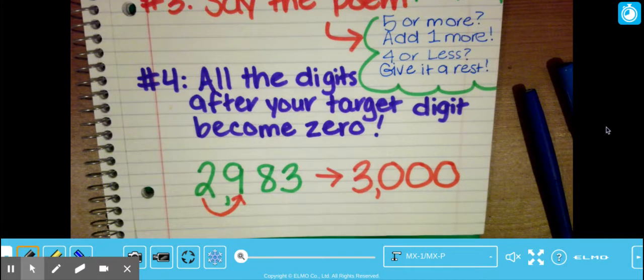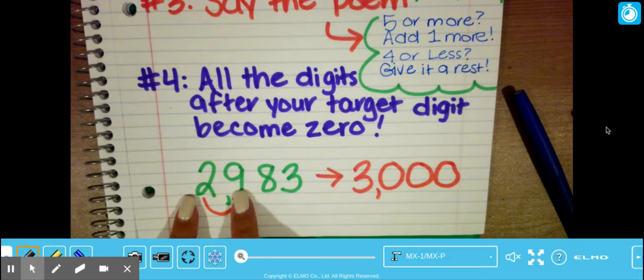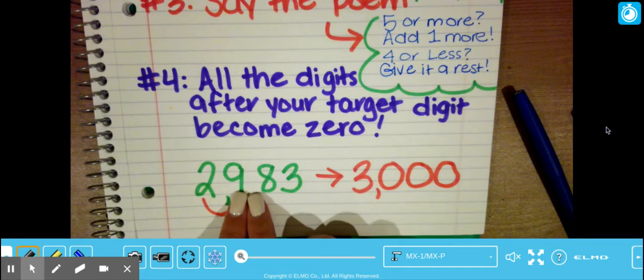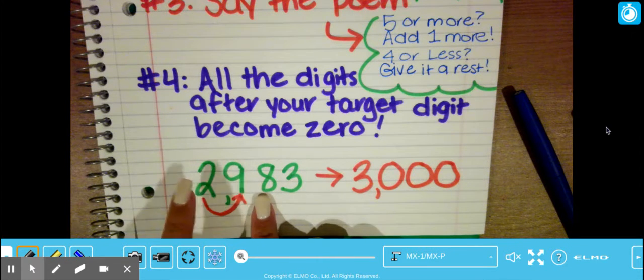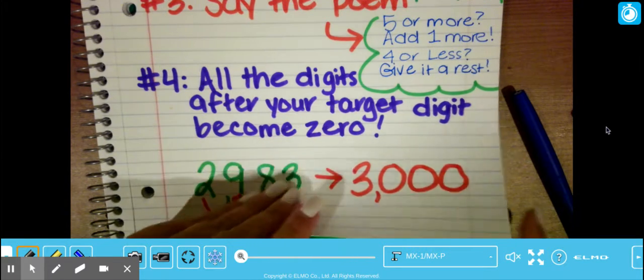Now, a common mistake that people make, and I see this all the time, is that kids are doing a great job of rounding, and they do a great job saying the poem, but then instead of doing the add more or give it a rest to the target digit, the number 2, they actually change the digit to the right. And that is not correct, right? We're not changing that 9. The 9 is actually just telling us what to do to this target digit, Mr. 2 over here.